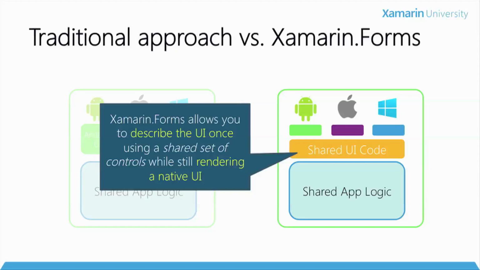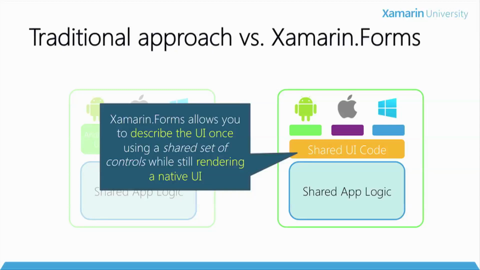So the idea behind this is that instead of creating a button widget on Android, or a UIButton on iOS, or a XAML button on Windows Phone, we will now simply create an instance of a button, and this button is a Xamarin.Forms button. And at runtime, this abstract Xamarin.Forms button will translate into an Android button widget, into a UIButton on iOS, and into a Windows Phone button if it's running on the Windows Phone platform.